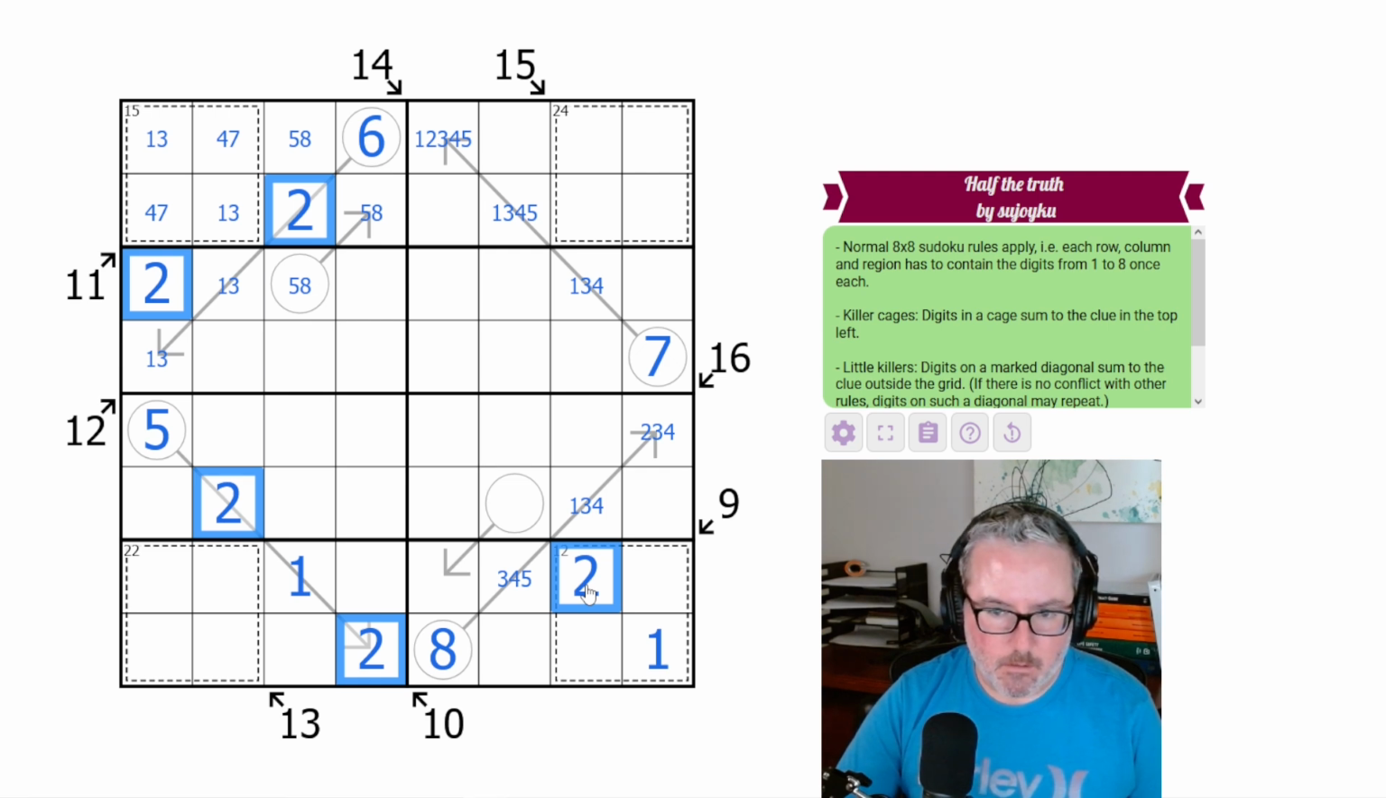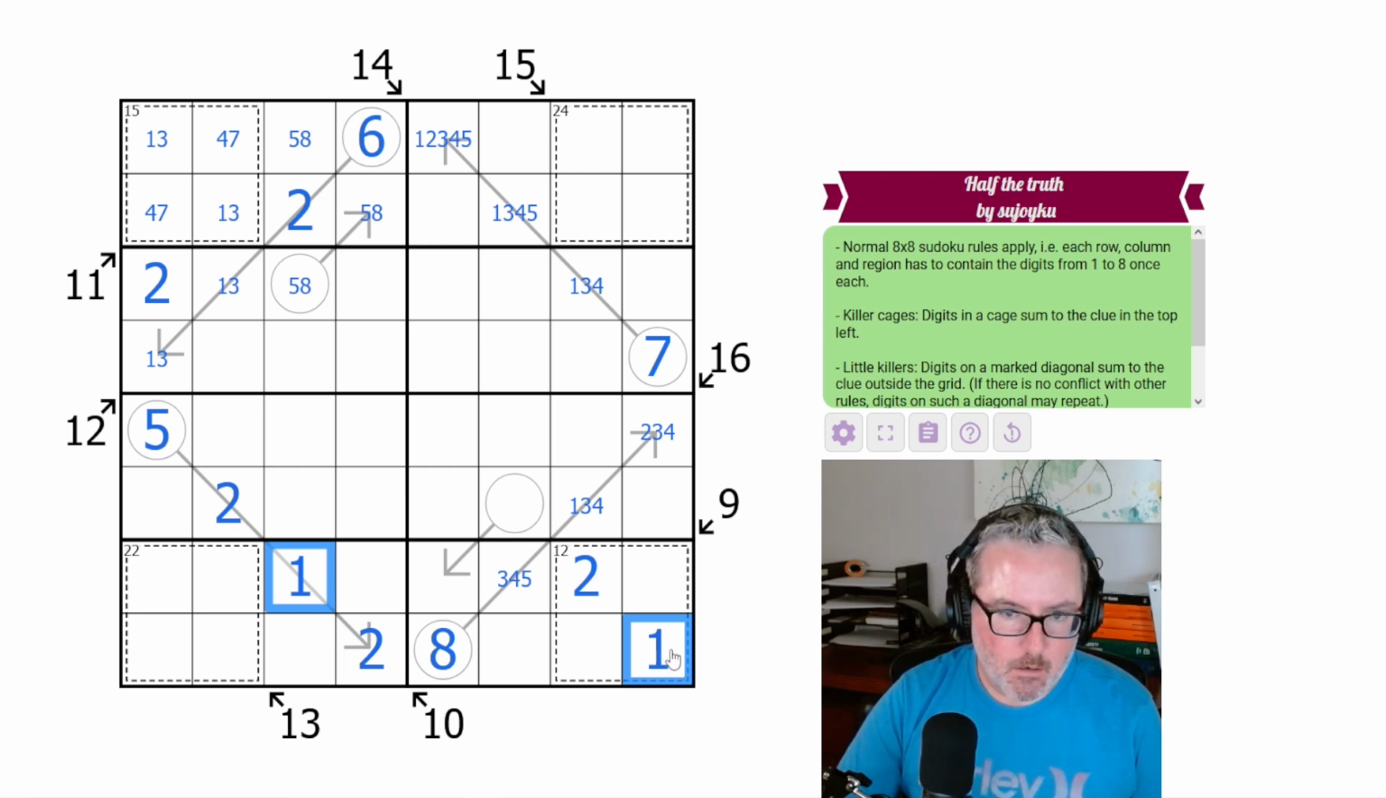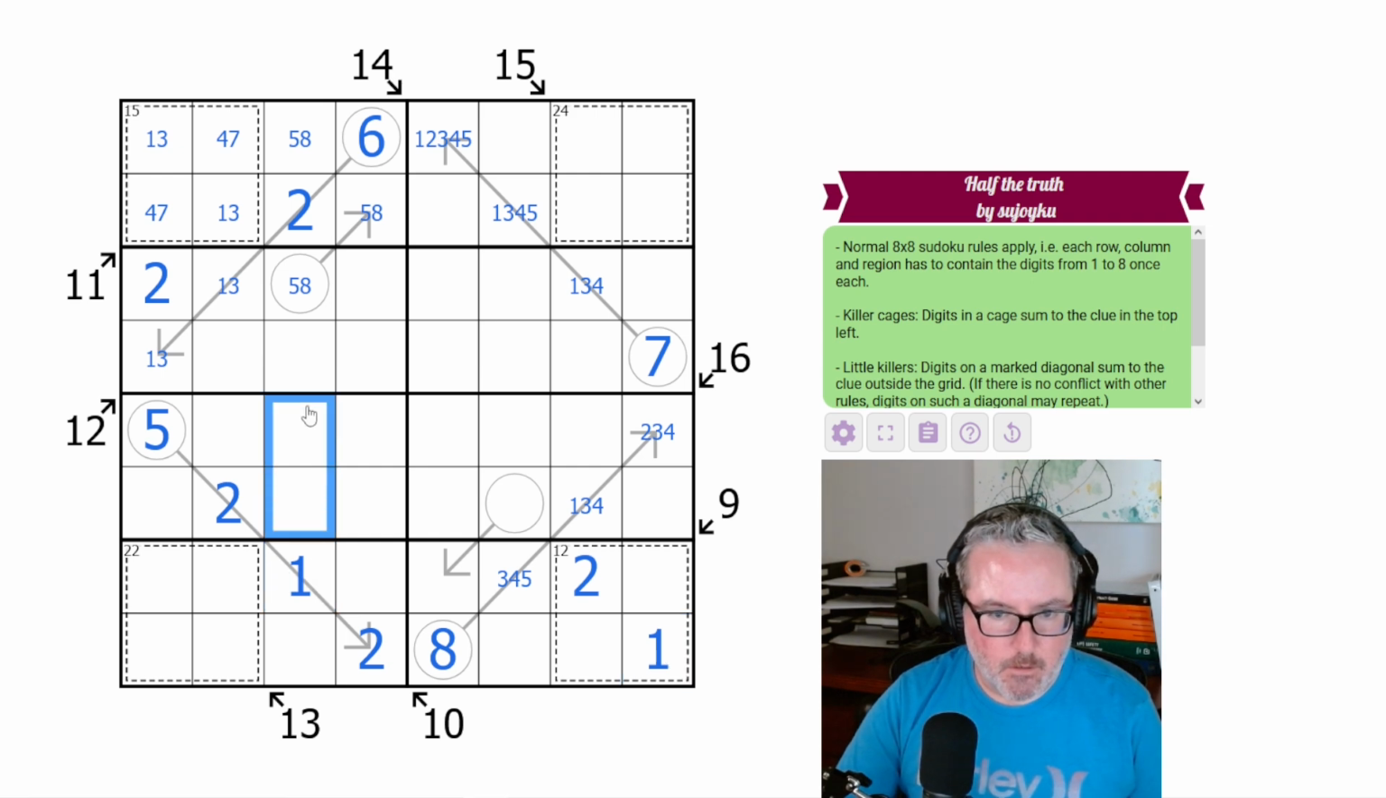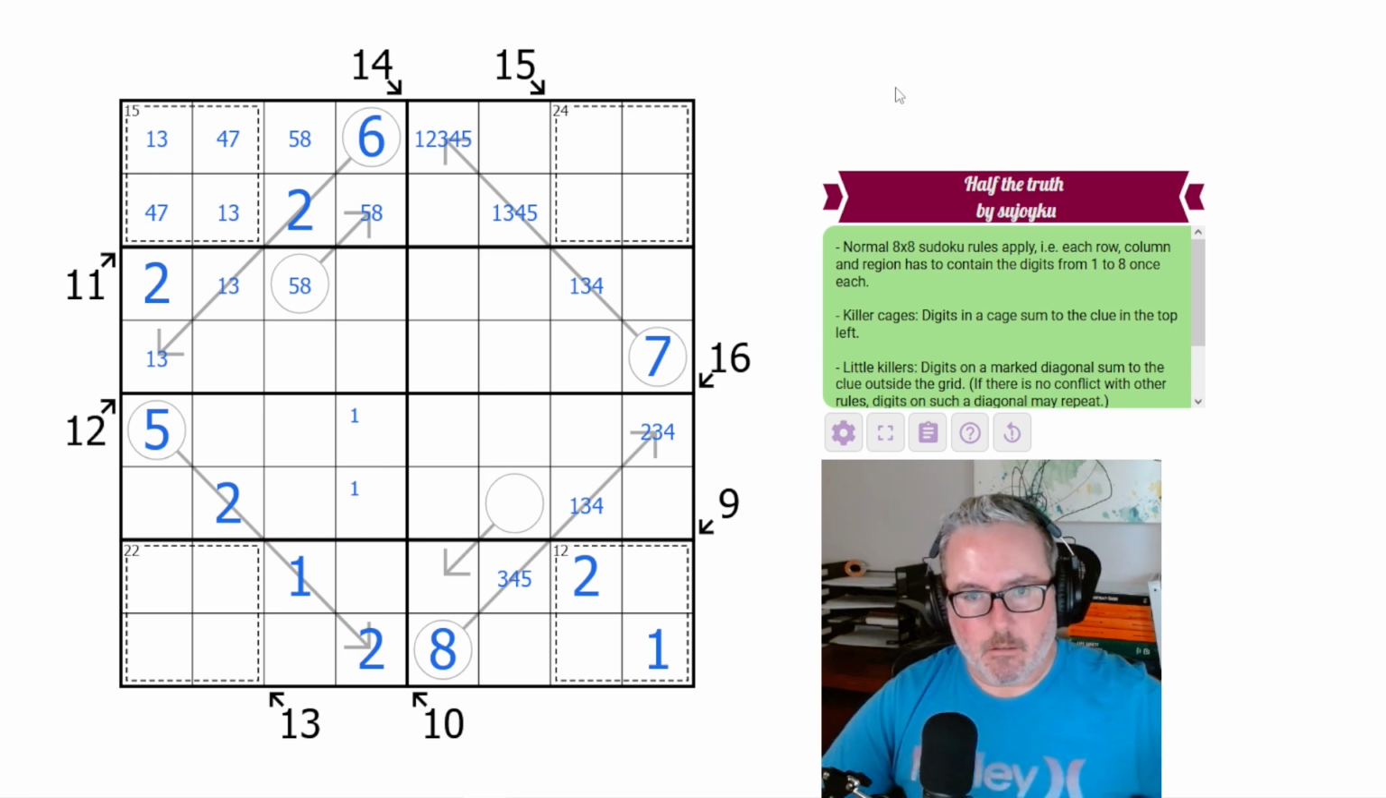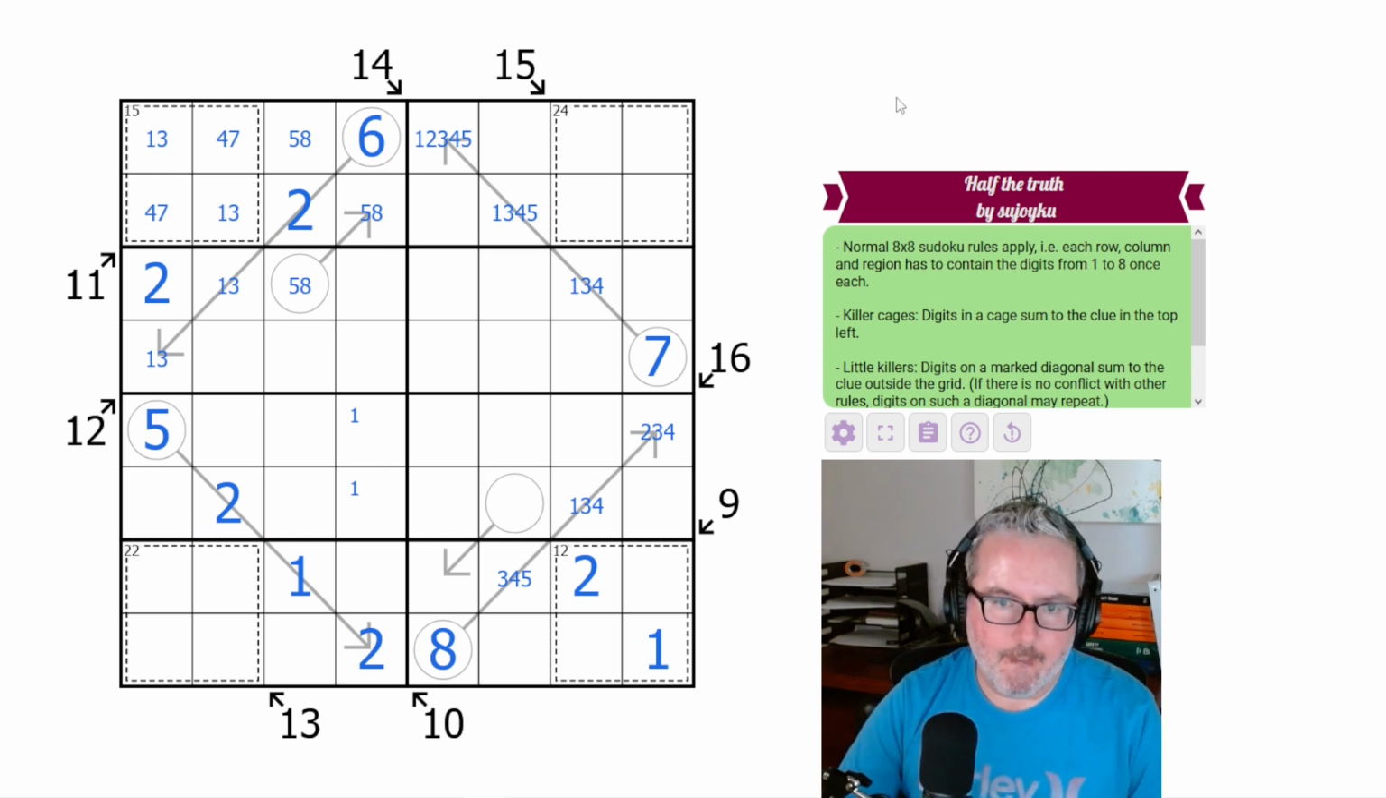Don't think so. What about the 1s? If we got something out of a 2, maybe we get something out of a 1. We know none of these are 1s, and we had, remember that 1, 3 X-Wing. So one of these is a 1. No, it doesn't seem to have taken us too far. So where else can we look?